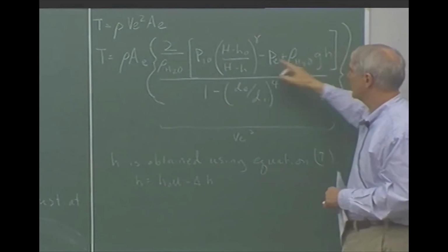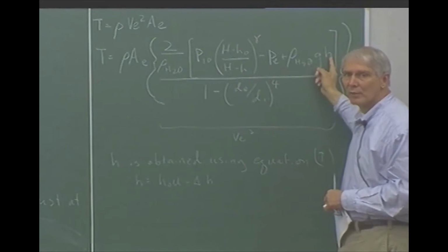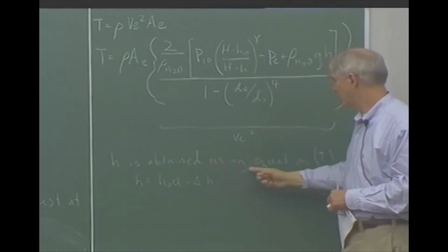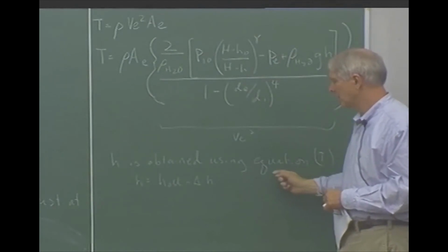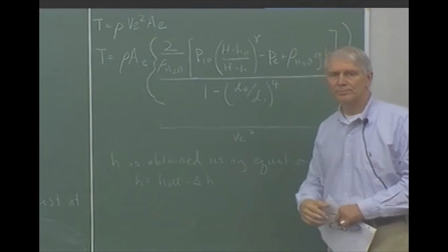So it's in terms of H. It's the only thing that we don't know, or we have to calculate. So we have to calculate our H. H, again, is obtained using equation 7. And remember, the current H is equal to the old H minus delta H.